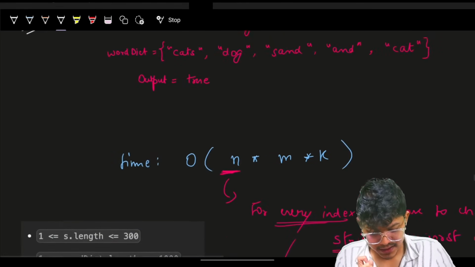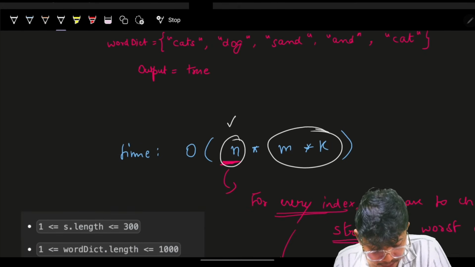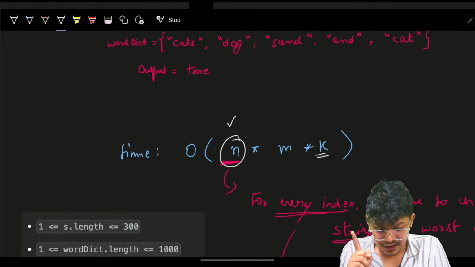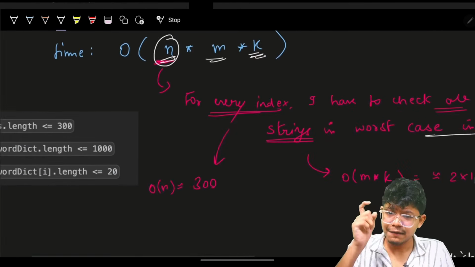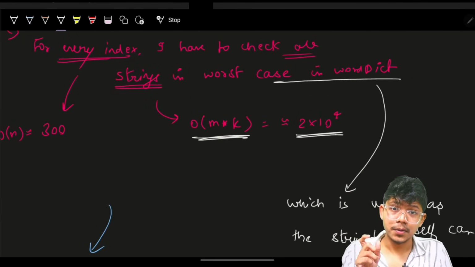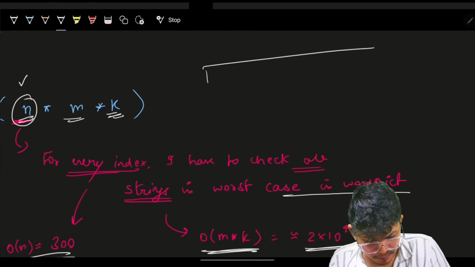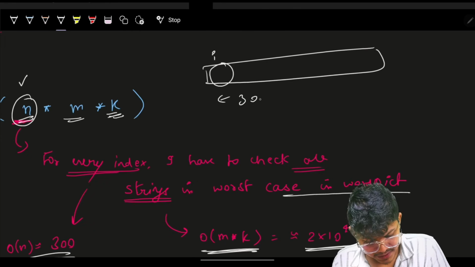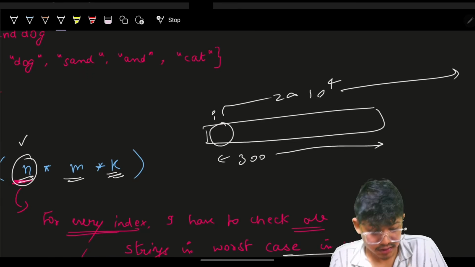What do we mean by that? Why was this n into m into k? For every character, I am trying all the m words, and every word has a length of k. If I break that down, my m into k is actually 2 into 1e4, while my string length is itself 300. So I'm at this index, and I know my length is 300, but I'm doing a comparison worth 2 into 1e4. This is the comparison which I'm doing.